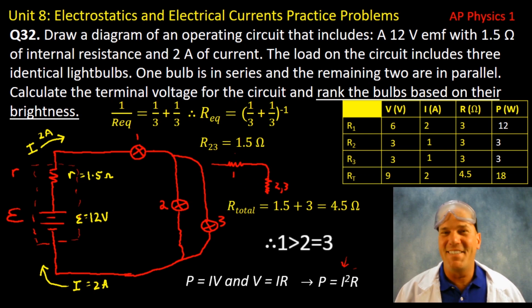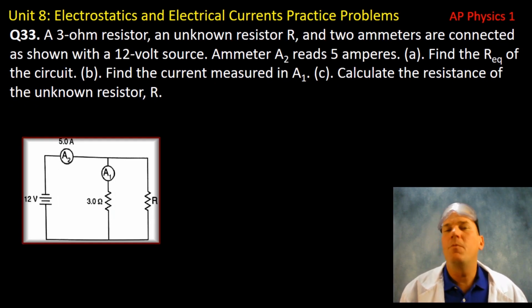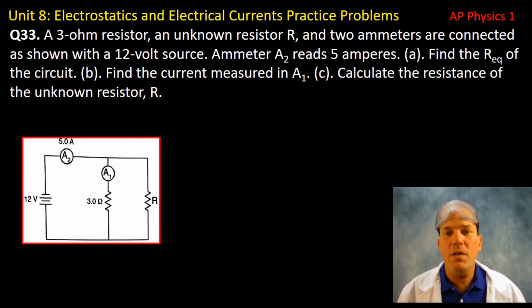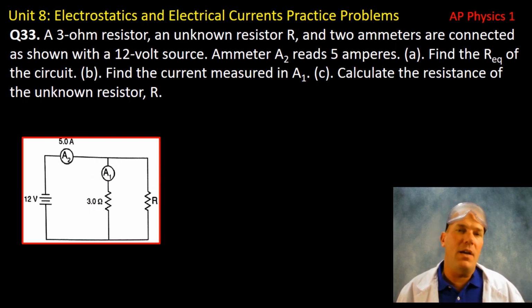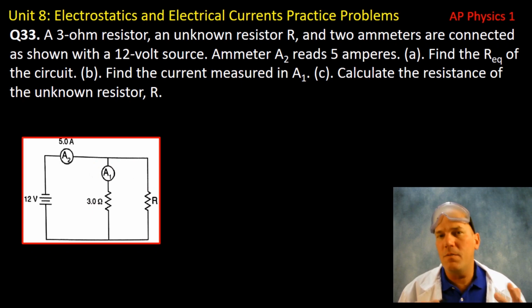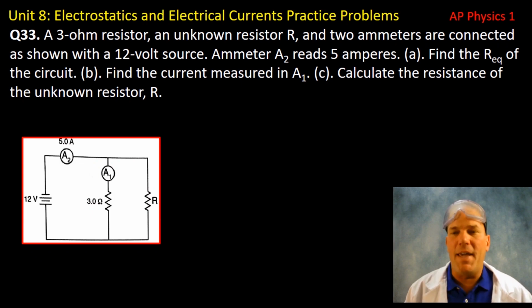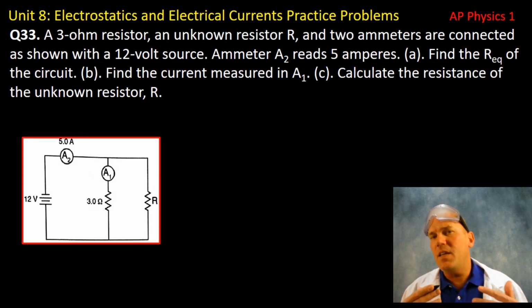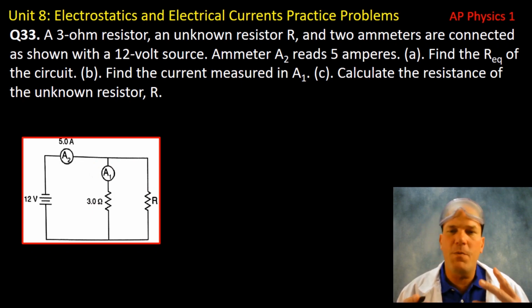In question 33, we have a 3 ohm resistor, an unknown resistor, and 2 ammeters that are connected to a 12 volt source. You're given the reading for ammeter 2 as 5 amperes, and you're asked several questions about this circuit. Let's start with A. Find the equivalent resistance for the circuit.